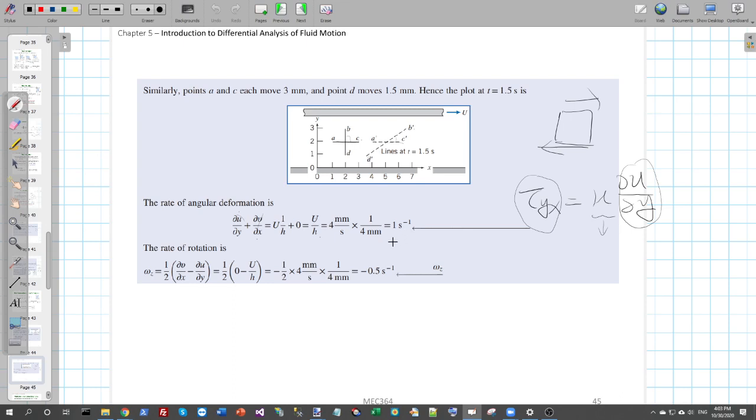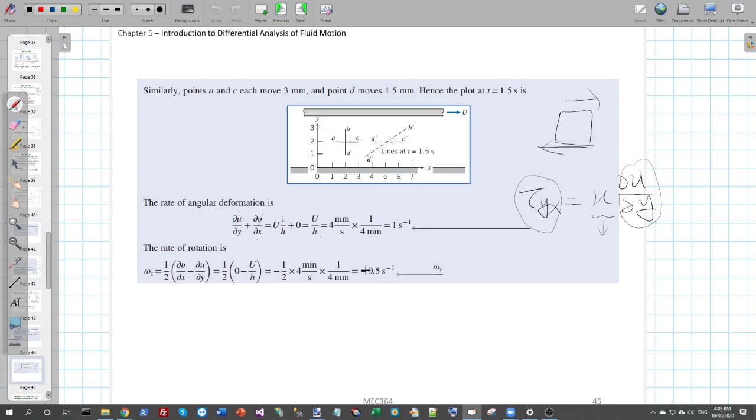Okay, and similarly, you can calculate the rotation. Omega z is 1/2 times (partial v partial x minus partial u partial y). And because v equals 0 again, v is gone, and partial u partial y gives you U over h. And you calculate it, you know that this is 0.5 per second.